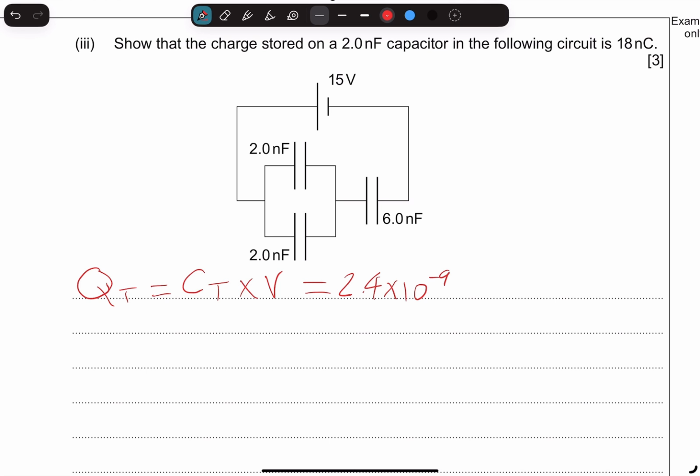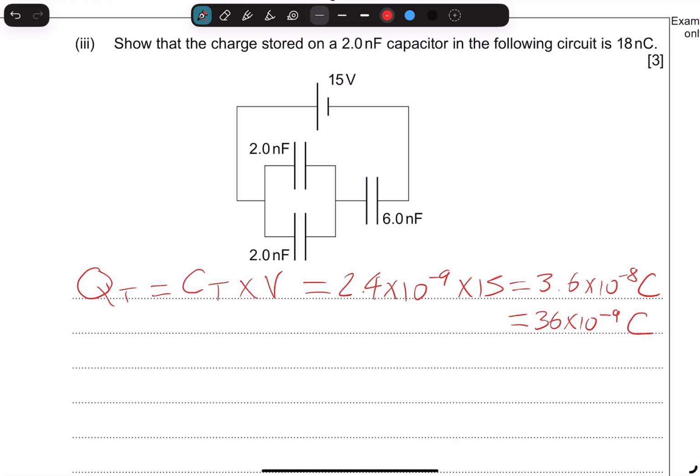Okay, just tidy that up. So I'm taking 10 to the minus 9, and we're going to multiply that by 15. That's going to give us 3.6 times 10 to the minus 8 coulombs. And we could also write that as 36 times 10 to the minus 9 coulombs. Okay, so that's capital C.